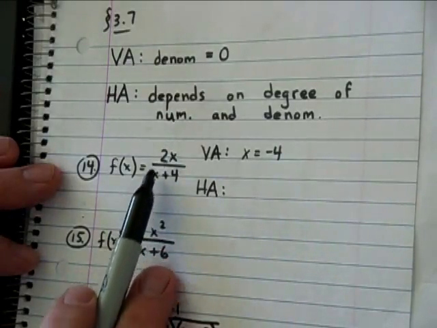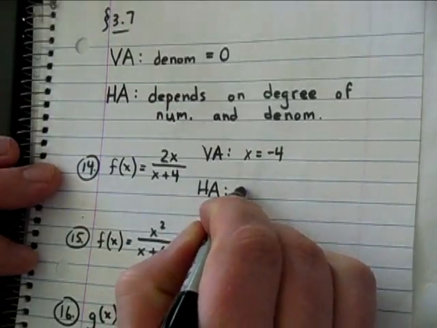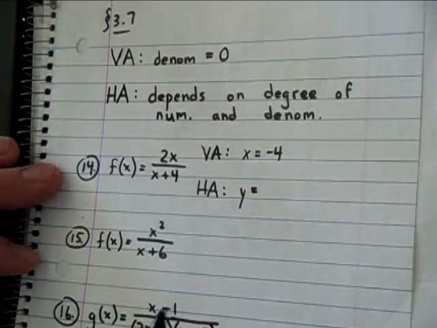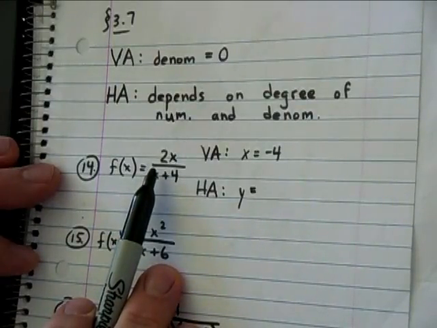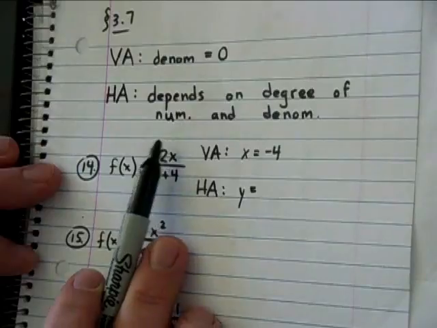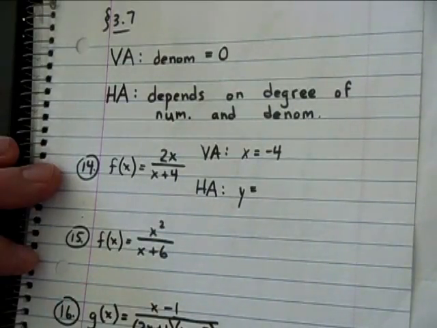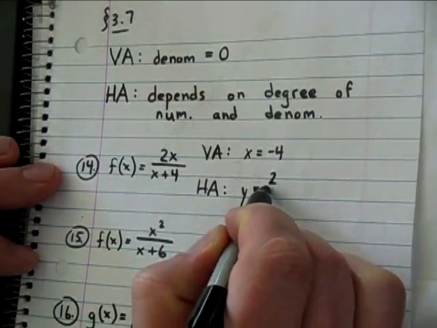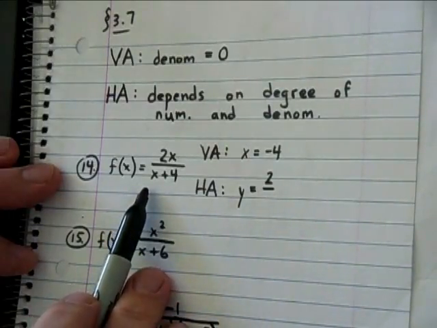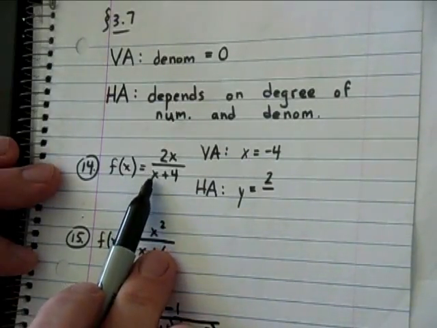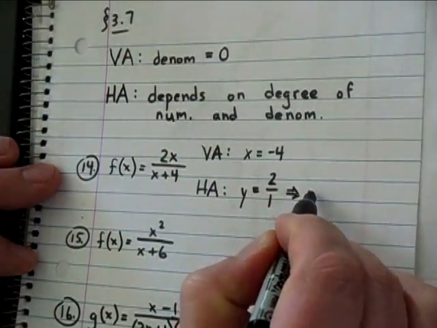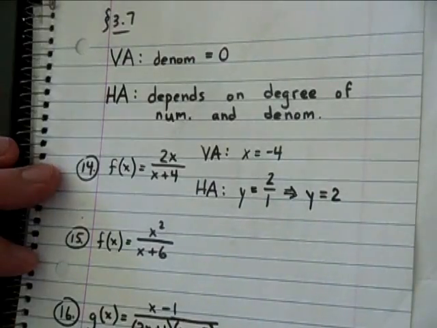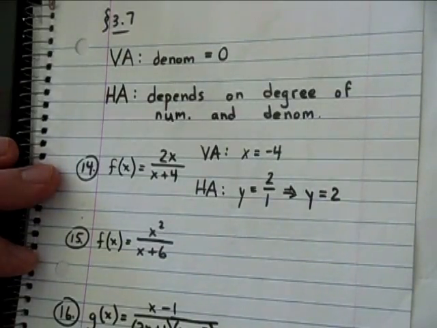So since they are both degree 1, the horizontal asymptote has the equation y equals, and then what you do is take what's called the leading coefficient of the numerator, which means the number in front of the highest power of x, so in this case a 2, over the leading coefficient of the denominator, the number in front of the highest power of x, which in this case is 1. And of course you could more simply write that as y equals 2. So that's the vertical asymptote and horizontal asymptote for that problem.